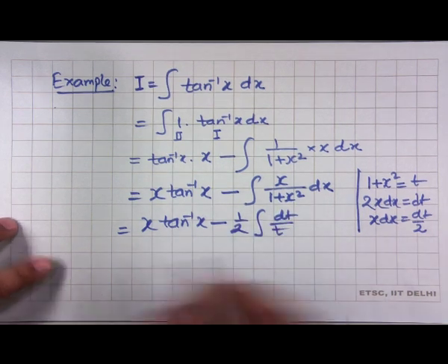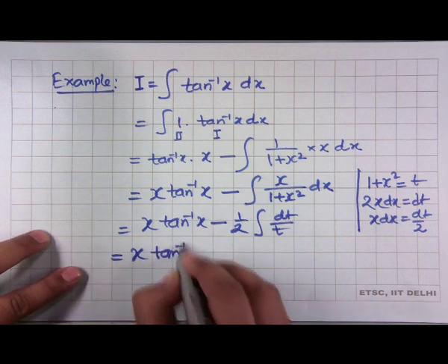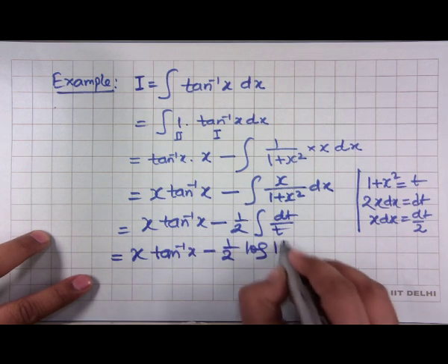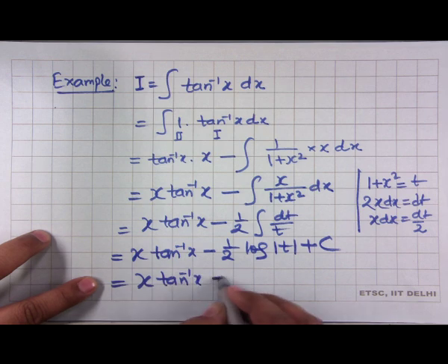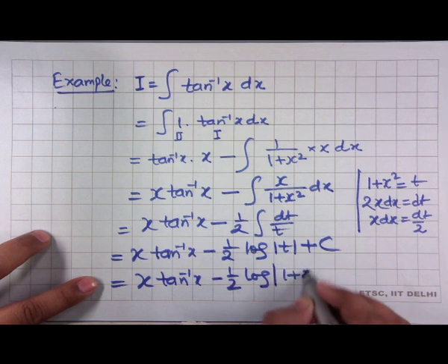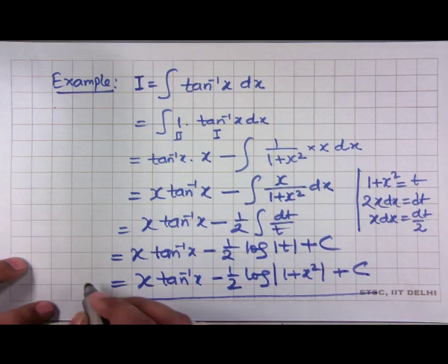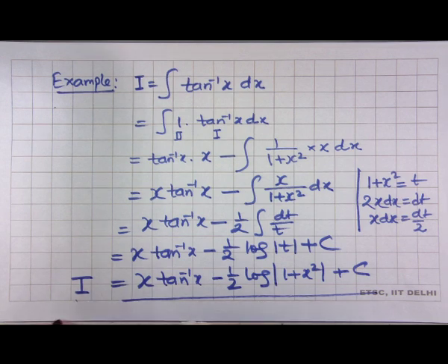So, this integral can be easily evaluated: x tan inverse x minus 1/2 the integration of dt by t, which leads you to the logarithmic function. So, this will give you x tan inverse x minus half logarithm of mod t plus the constant of integration, which finally leads you to the final answer: x tan inverse x minus half logarithm of mod of 1 plus x squared, plus constant c. So, the integration of tan inverse x can be easily found in this fashion.